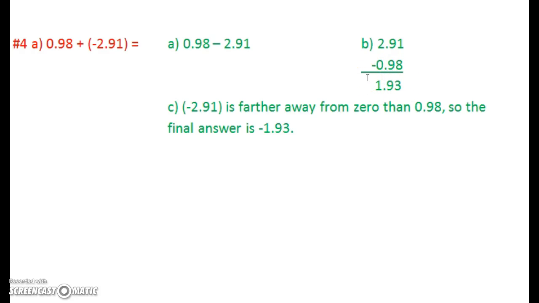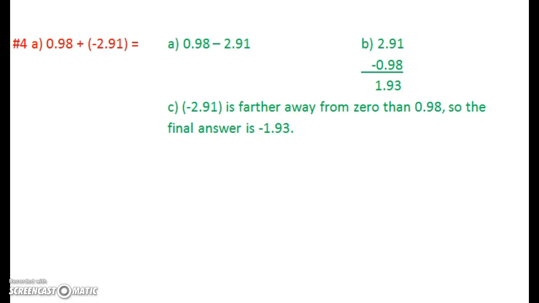But that is not the final answer. We need to recognize that -2.91 is farther from 0 than 0.98. So we're going to keep the negative sign, and our final answer is going to be -1.93.